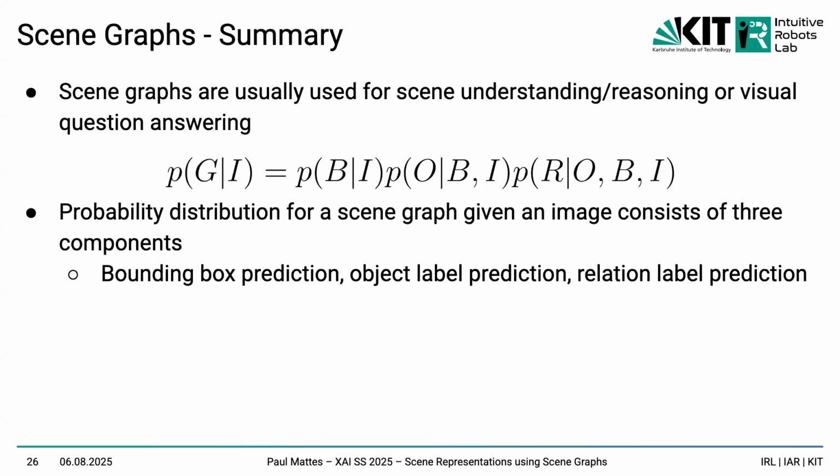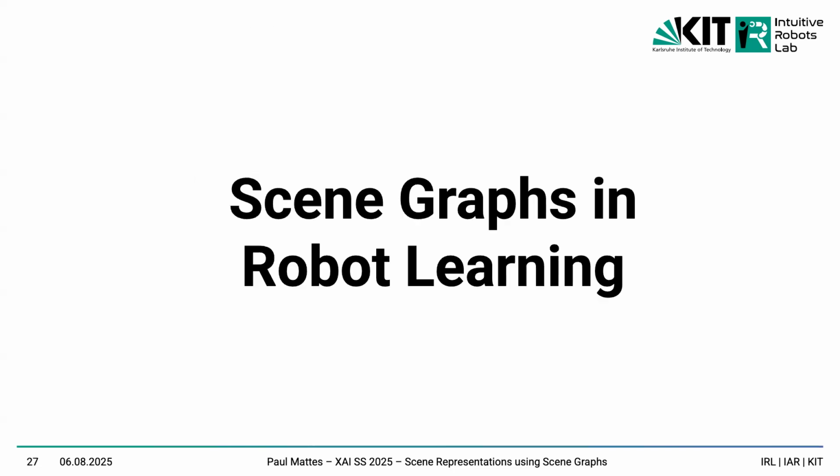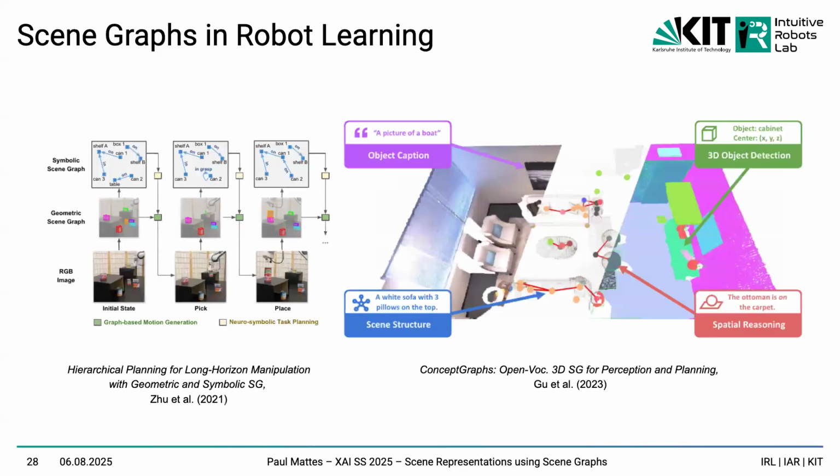Perfect. Then let's get to the next part, which is scene graphs in robot learning, because now we want to see how we can actually incorporate them in robot learning and how this can improve explainability. There are two methods I put on the slide here. For one, on the left, we have hierarchical planning, where we have a symbolic scene graph and a geometric scene graph, and we can use those two scene graphs to then actually make planning motions, right? Like move to the can, grab the can, and so on.